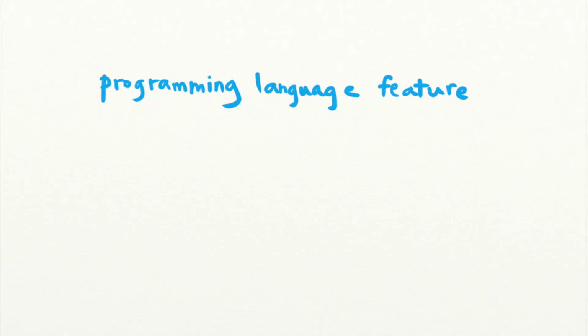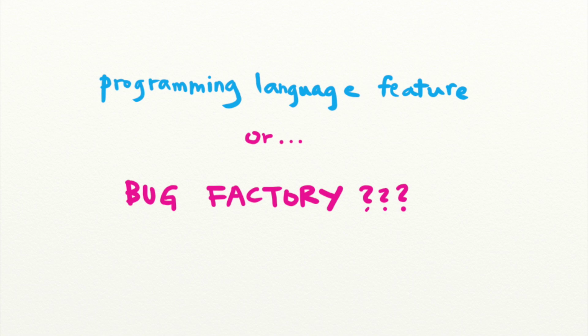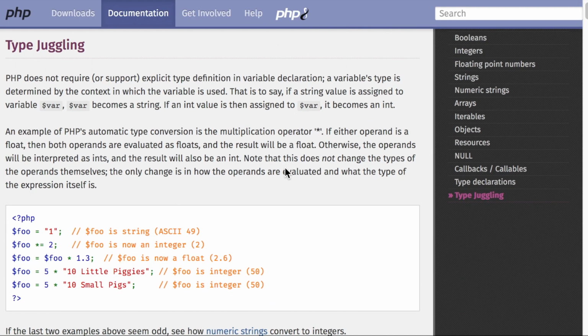Sometimes, features of programming languages that are designed to make things easier can lead to vulnerabilities. Today, let's look at one of these examples. Let's dive into PHP's type juggling feature and how it leads to authentication bypass vulnerabilities.